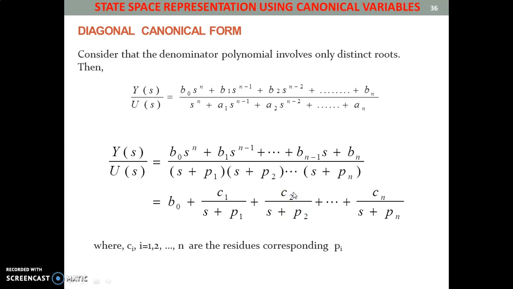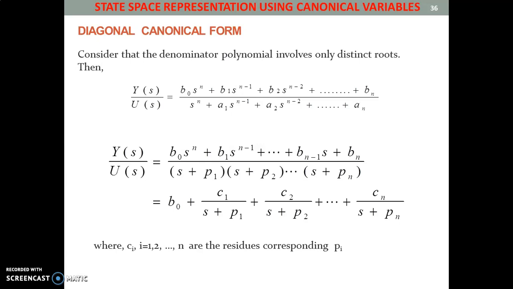Hello everyone. Today we are going to discuss state space representation using canonical variables. Last class we discussed state space representation using phase variables. Earlier we had already discussed using physical variables. Second, we took phase variables, and this is the third one, state space representation using canonical variables.